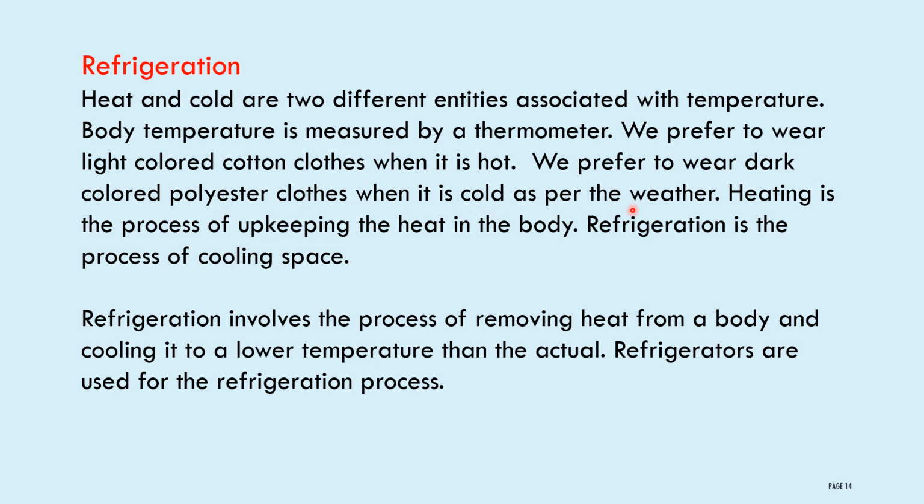We prefer to wear dark colored polyester cloth when it is cold as per the weather. Dark colored polyester cloth will absorb whatever light rays fall on it, and it will even absorb more heat. Because of the absorption of more heat and light, our body will feel a little hot even though the atmosphere is cold.